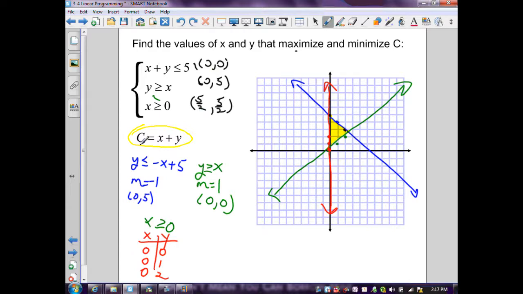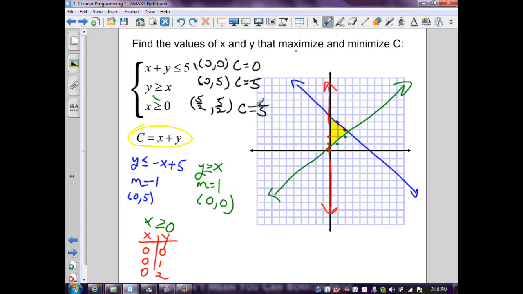Some may be maximums, some may be minimums, some may be neither. But we have to substitute in to determine that. Here, when I substitute 0, 0, I get c equal to 0. When I substitute in 0 and 5, I get c equal to 5. When I substitute in 5 halves, or 2.5 and 2.5, I end up with c equal to 5.